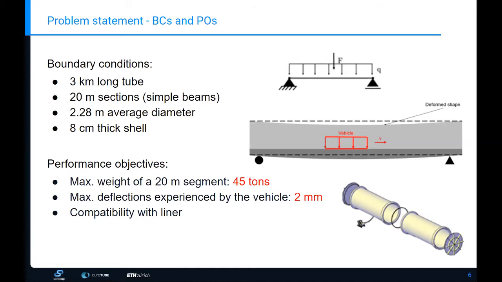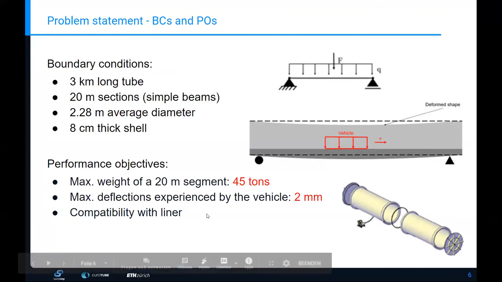The first is that every 20-meter segment may not exceed 45 tons weight. Why is that so? It's just because otherwise the lifting vehicle, which transports the 20-meter segment to the site, is not able anymore to lift it. And the other performance objective is that the vehicle which goes through the tube may not experience a larger deflection than 2 millimeters. So the bump may not be more than 2 millimeters. That was the performance objective given by EuroTube at the beginning.